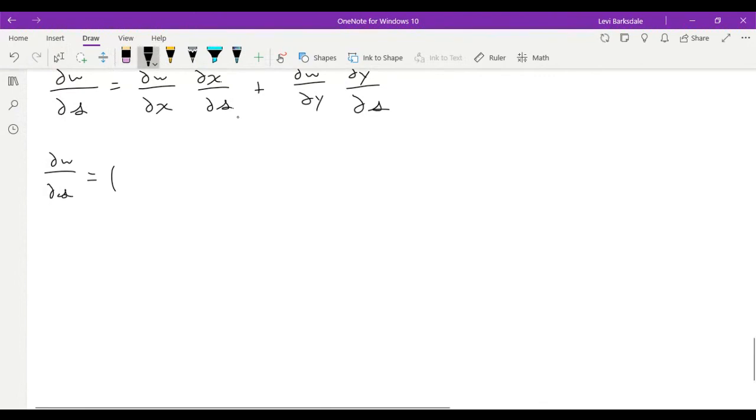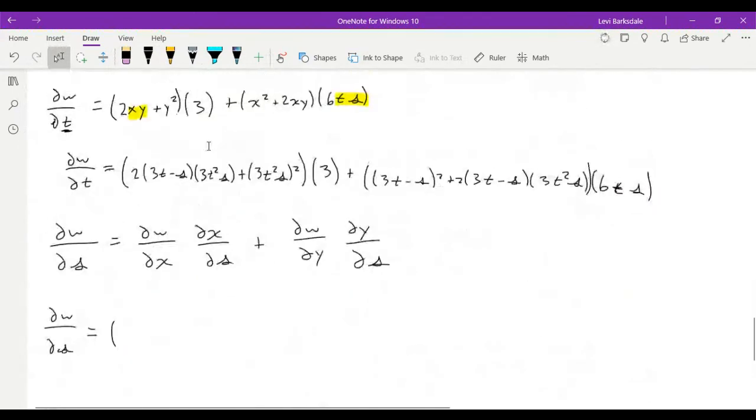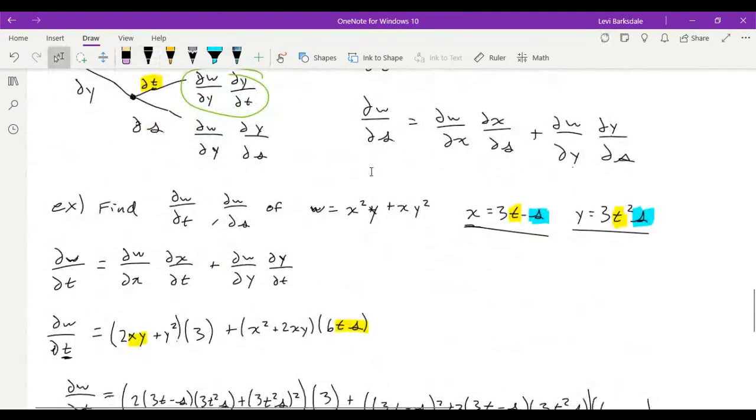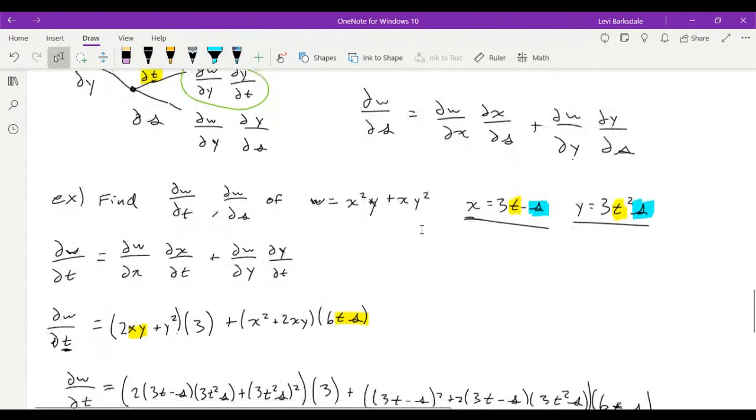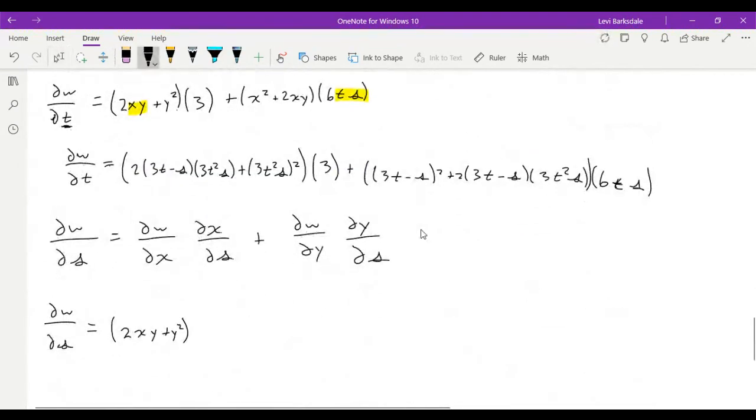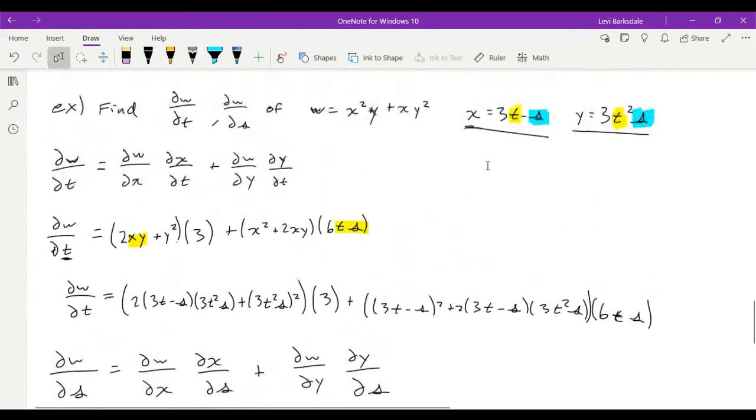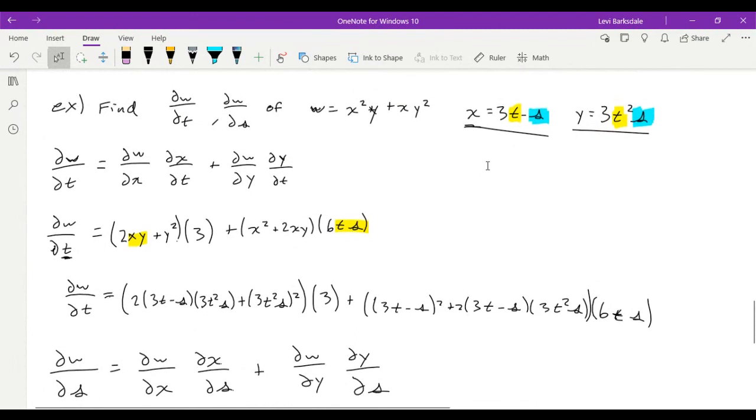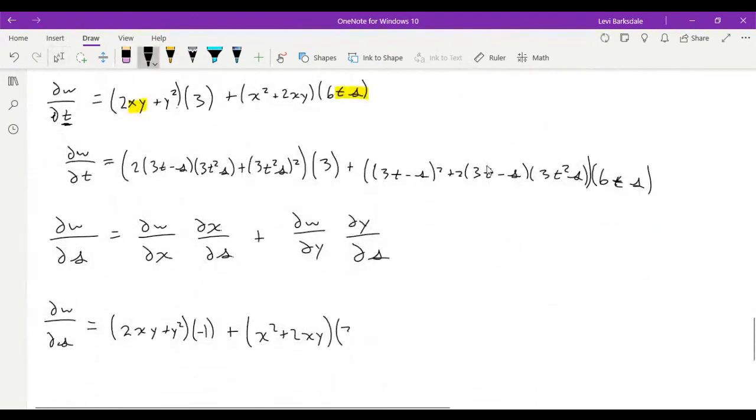The change in w with respect to x, if you recall, was 2xy plus y squared. The change in x with respect to s, well, that would be the derivative of 3t minus s with respect to s, which is -1. Next, the change in w with respect to y is x squared plus 2xy, multiplied by the change in y with respect to s, which is the derivative of 3t squared s, just 3t squared.